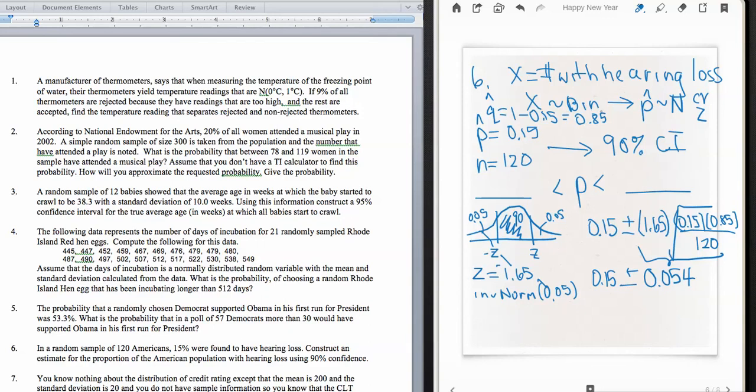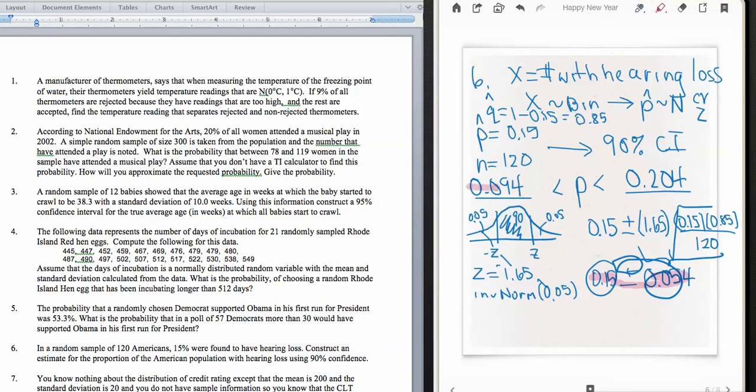So the plus one is what goes on this side. That is 0.204. So that was this plus this. And now I'm going to do the 0.15 minus this, so I can have the left side. And that gives me 0.096. And so there is my confidence interval.